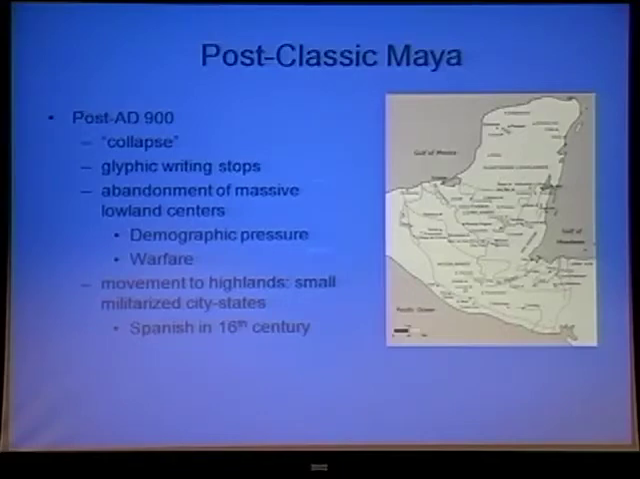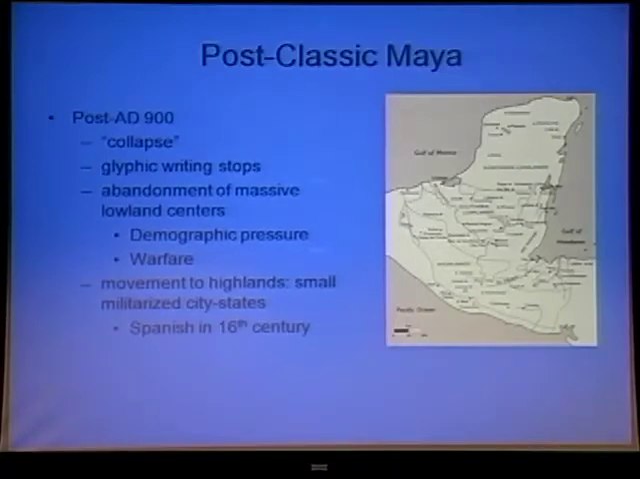So one of the factors was just pure ecological breakdown. The environment could no longer support large concentrations of people. There's also evidence that there was a drought or a series of droughts that would have compounded this ecological unsustainability. And the other big thing that starts happening around 700 and 800 AD is warfare. So we get lots of warfare going on between the different city-states.